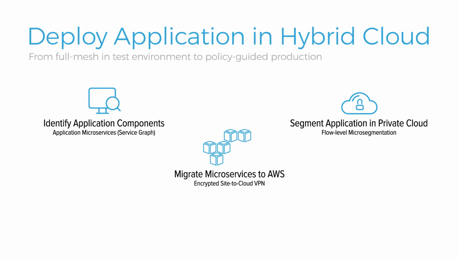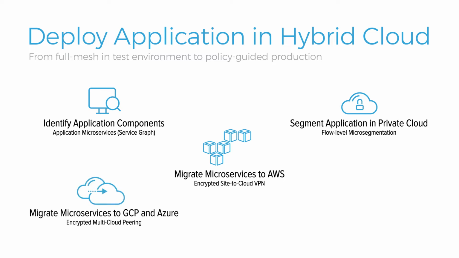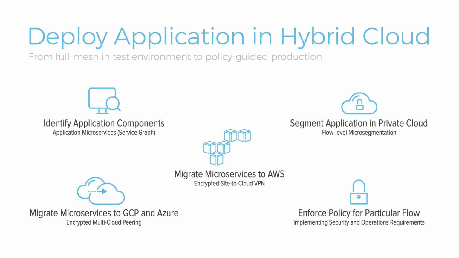After that, I'll move several microservices of this application to Amazon Cloud and show how an encrypted site-to-cloud VPN will automatically be created. I will then move a couple of microservices to Google Cloud and Azure, where encrypted multi-cloud peering will automatically be established. Finally, I'll show how to make a small change in a programmable microservice to enforce policy for particular flows of this application to implement security and operational requirements.